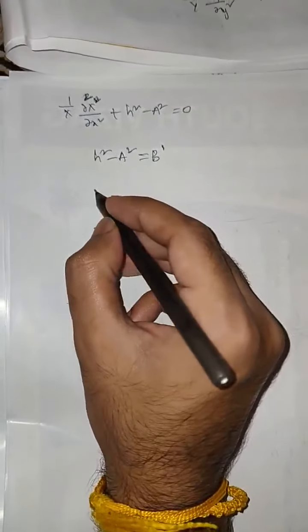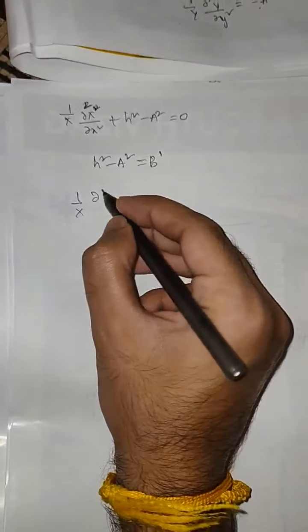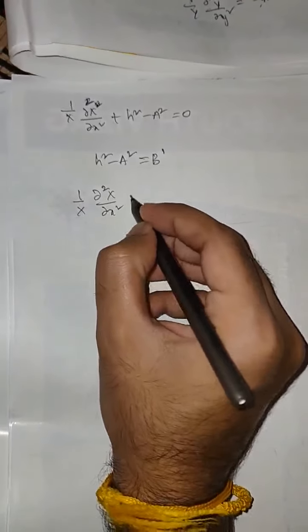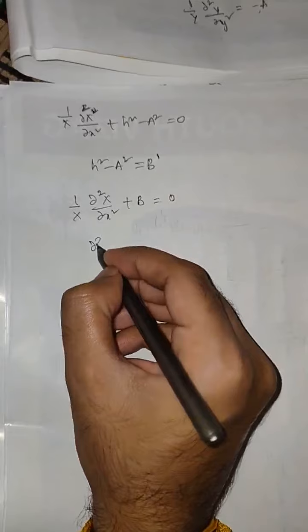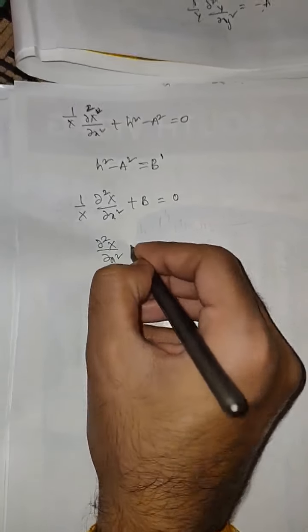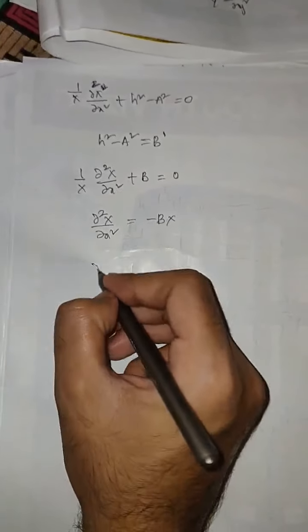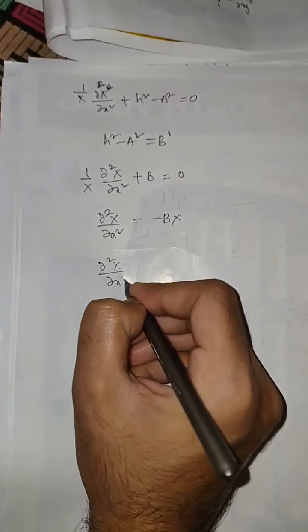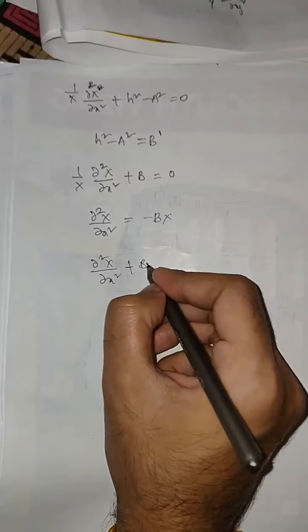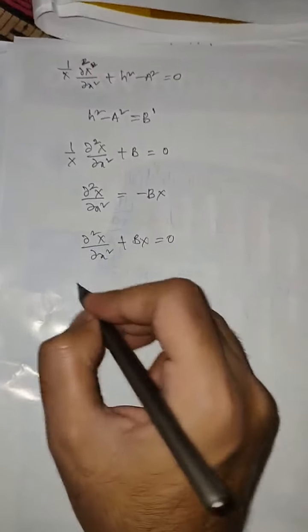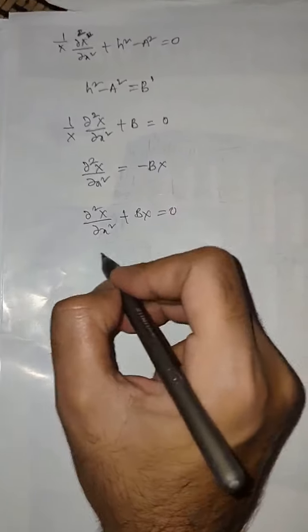Okay, so then you can write 1 by X, dou square X by dou x square, plus b is equal to 0. So this can again be written as dou square X by dou x square is equal to minus bX. So this can again be written like this: dou square X plus bX is equal to 0. This is in the form of a homogeneous second order differential equation, so this can have a solution.